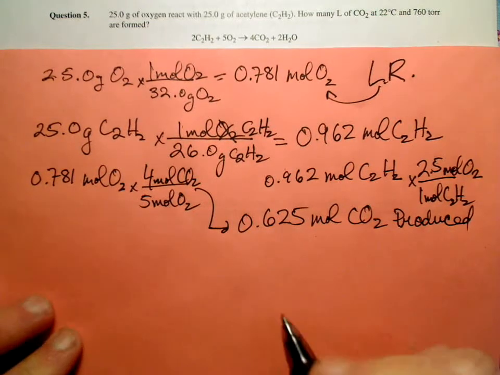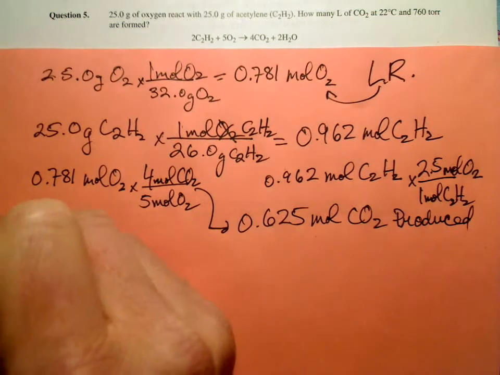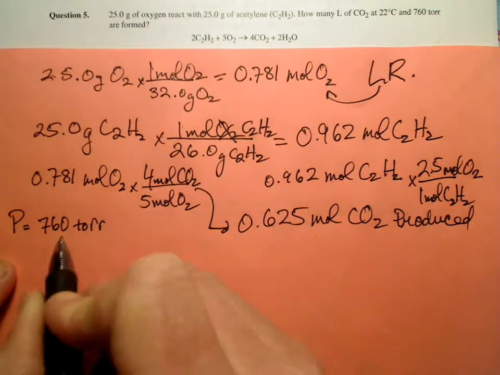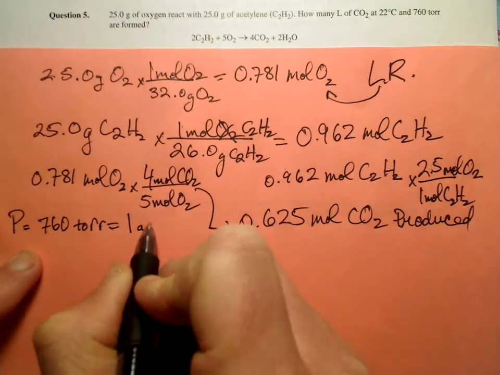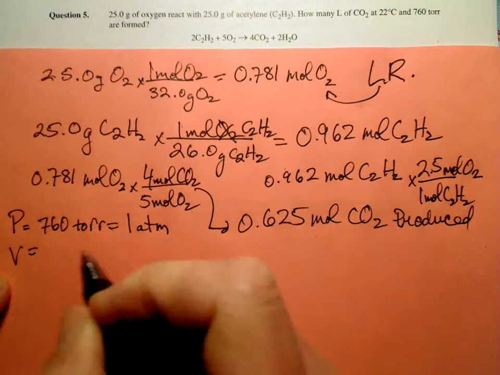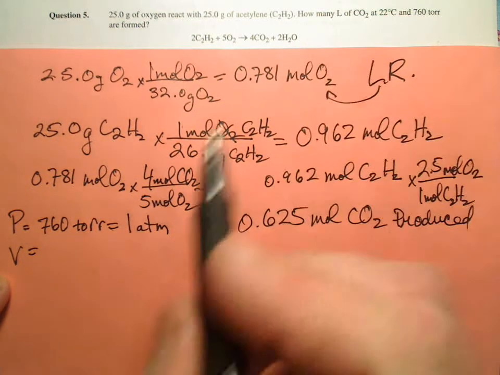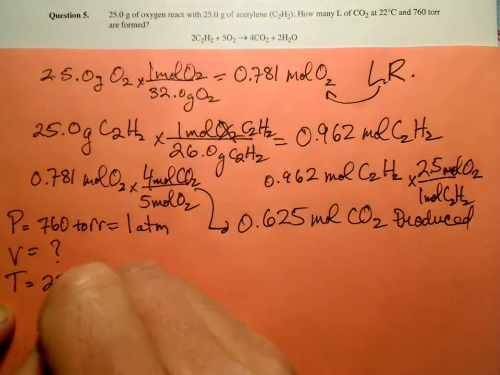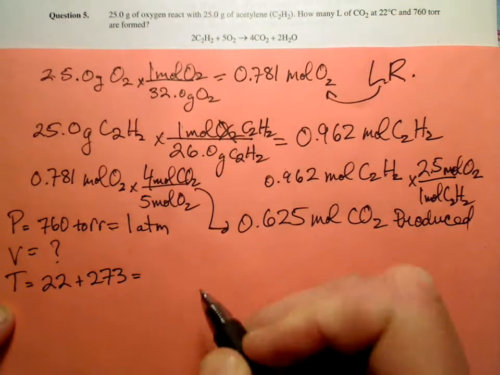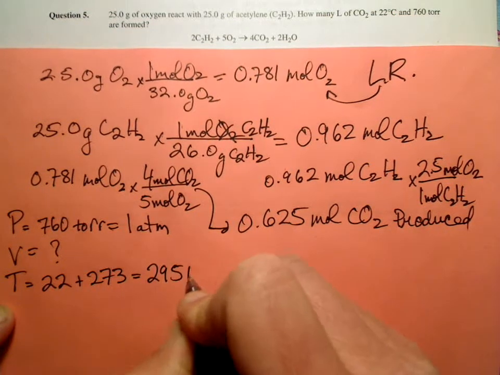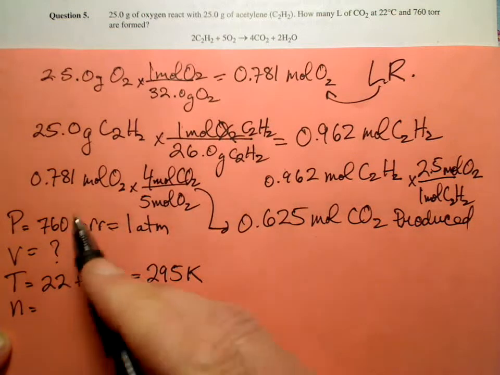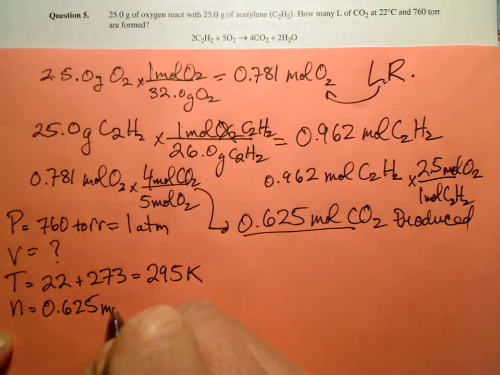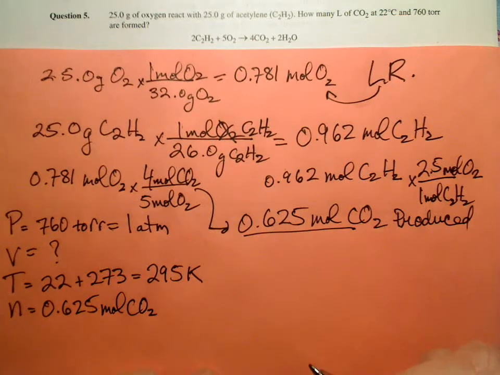All right, now I'm ready. Now I have my moles, because if you look up here, I'm asking for pressure. Pressure is equal to 760 torr. But remember, 760 torr is equal to 1 atmosphere, so I'll say 1 atmosphere. My volume, well, that's what I'm trying to figure out. It says how many liters. My temperature, 22 degrees C, well, it's 22 plus 273. What's that? 295 kelvins. And my number of moles of CO2, I figured it out right here. I have 0.625 moles CO2 produced.